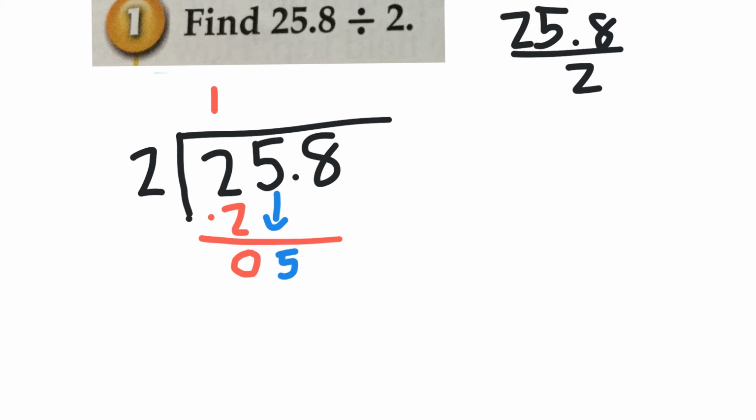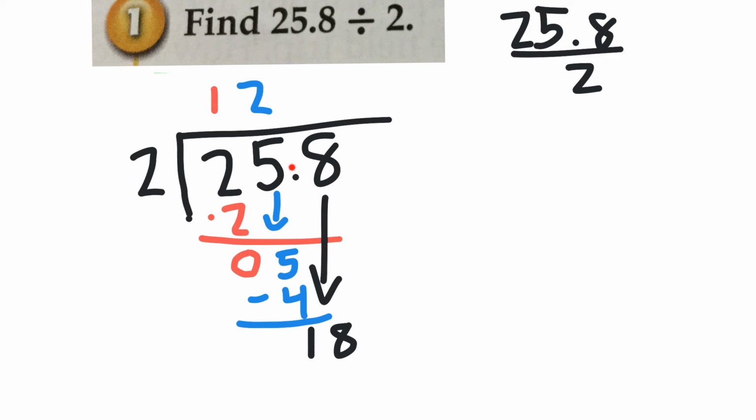Can 2 go into 5? 2 times. 2 times 2? 4. I subtract those. I get a 1. So now I bring down the 8. Now here's the important thing. I've now crossed where the decimal was on the inside. So you see how I've lined up my numbers very nicely? As soon as I cross the decimal, that means the decimal has to go up in my answer. So I bring that decimal up. So my answer is going to be 12 point something.